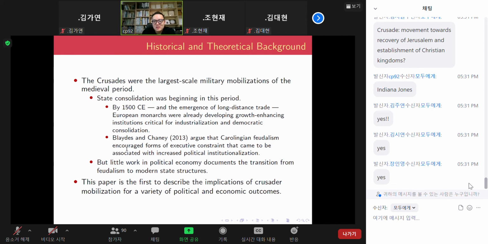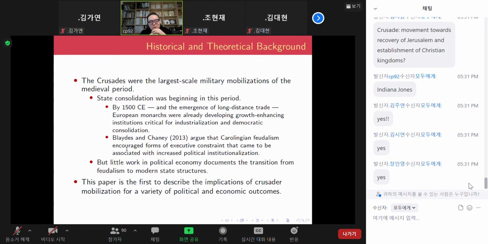Blaydes and Chaney argued that Carolingian feudalism encouraged forms of executive constraint that came to be associated with increased political institutionalization. They wrote a paper that argued that this divergence, this institutional development that was good for economic development in Europe, can trace its roots back to 800 or 900, when Carolingian feudalism was in existence. So it's not even 1500, but already by 900, this divergence in path was set in place.